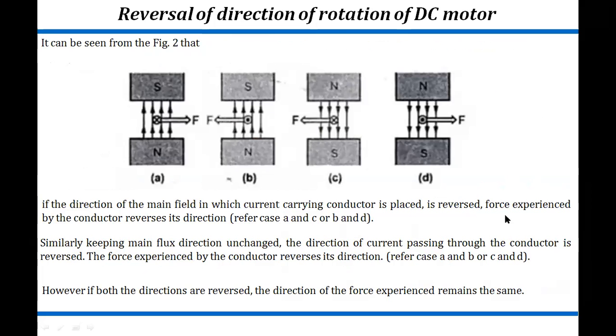If we are changing the direction of magnetic field, or if we are changing the direction of current, we will get the rotation of DC motor reversed. And if we are changing both at a time, the direction of force will not change and it will experience the same value, so we will not get reverse rotation of the DC motor.